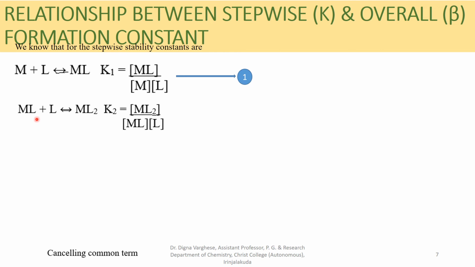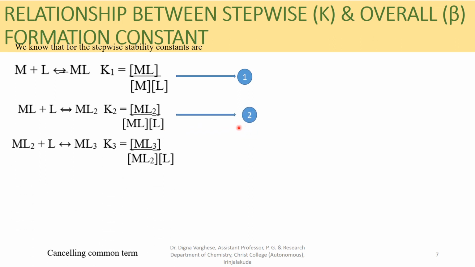The second reaction is the stepwise formation of a complex. The complex formed from the first step reacts with another ligand to form ML2. Its equilibrium constant, that is the stability constant for the second step, K2, is equal to concentration of ML2 divided by concentration of ML into concentration of L. That is equation 2. And the third step, the complex ML2 reacts with ligand to form ML3 complex. Its stability constant K3 is equal to concentration of ML3 divided by concentration of ML2 into concentration of ligand. That is equation 3.